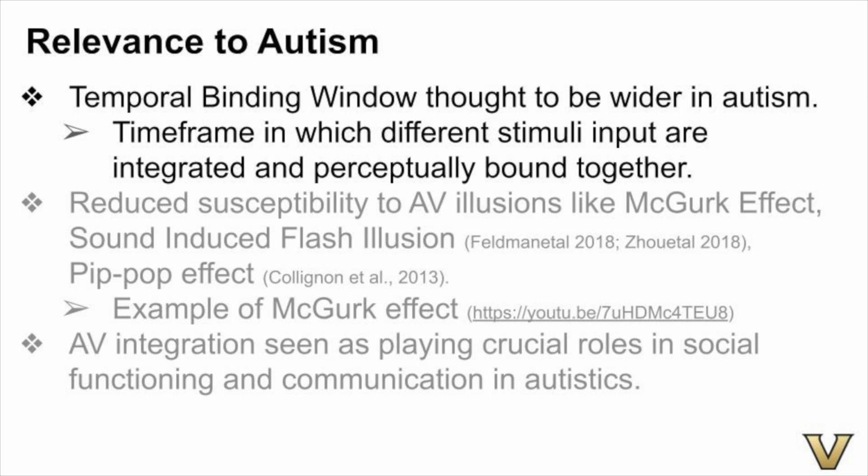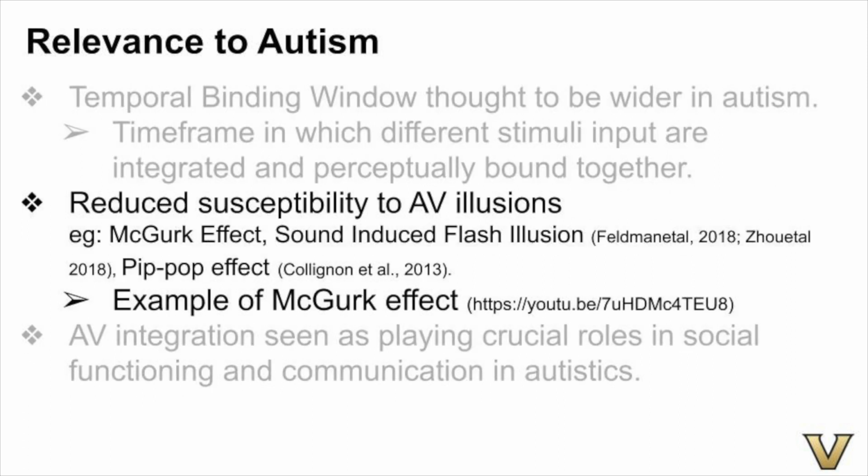So what is the relevance to autism? The temporal binding window is thought to be wider in autism. This is the amount of time within which the different stimuli are integrated and perceptually bound together. A shorter window would help motor coordination in the case of dyspraxia, and it would help autistics better navigate their sensory environment. Autistics are found to be less susceptible to audio-visual illusions.